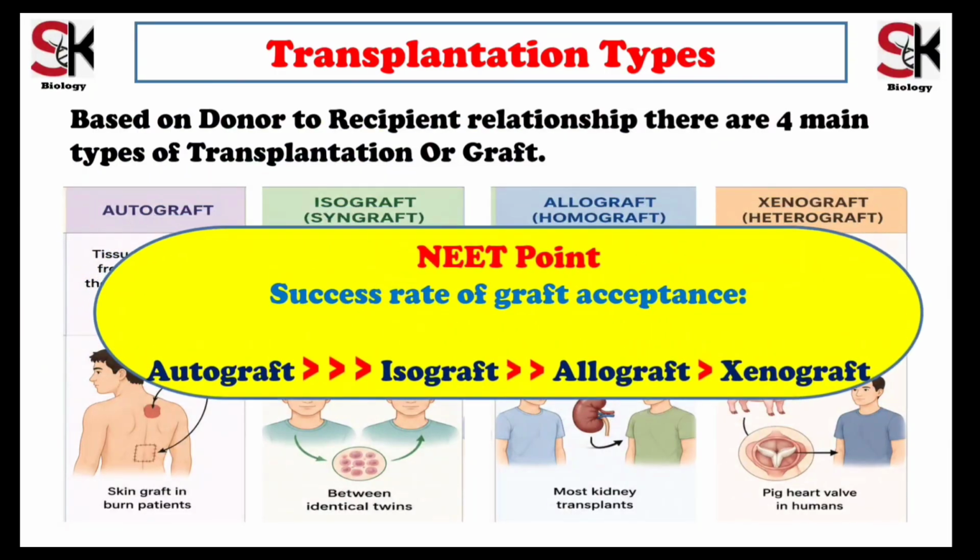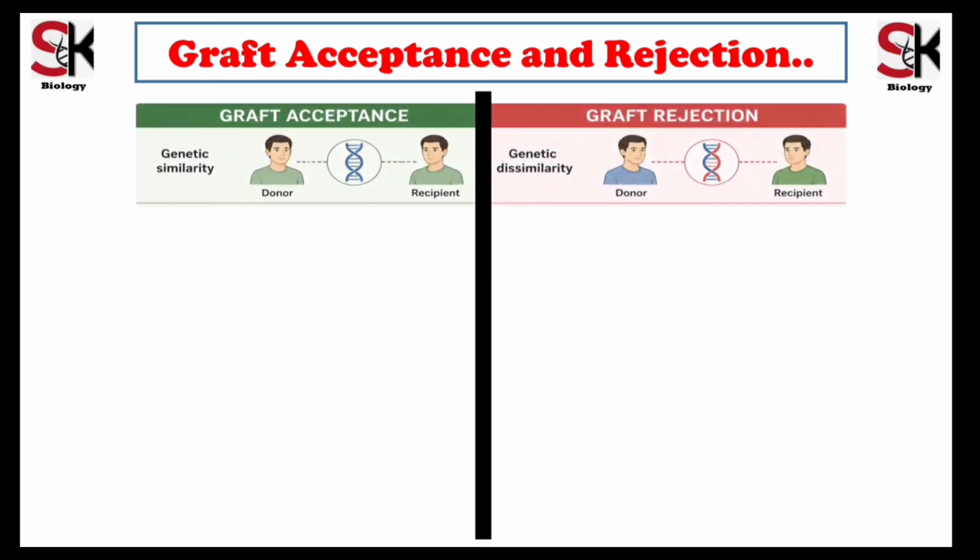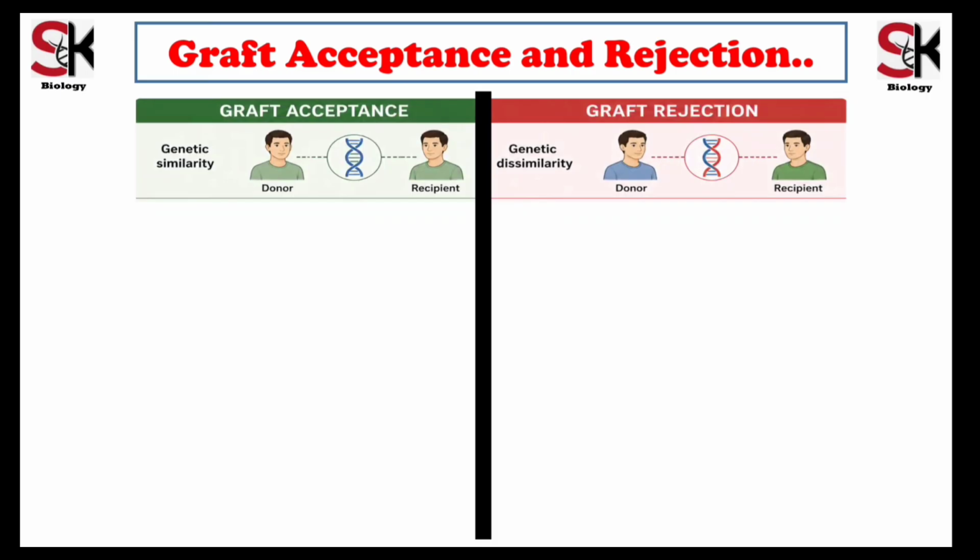The important point for NEET is the success rate of graft acceptance, which is very high in case of autograft, medium in case of isograft, and very low in allograft and xenograft. This information suggests that genetic identity affects the success rate of graft. So, let us discuss the next point, which is what is responsible for graft acceptance or rejection. If donor and recipient are genetically similar, graft acceptance will happen. And if they are genetically dissimilar, there will be graft rejection.